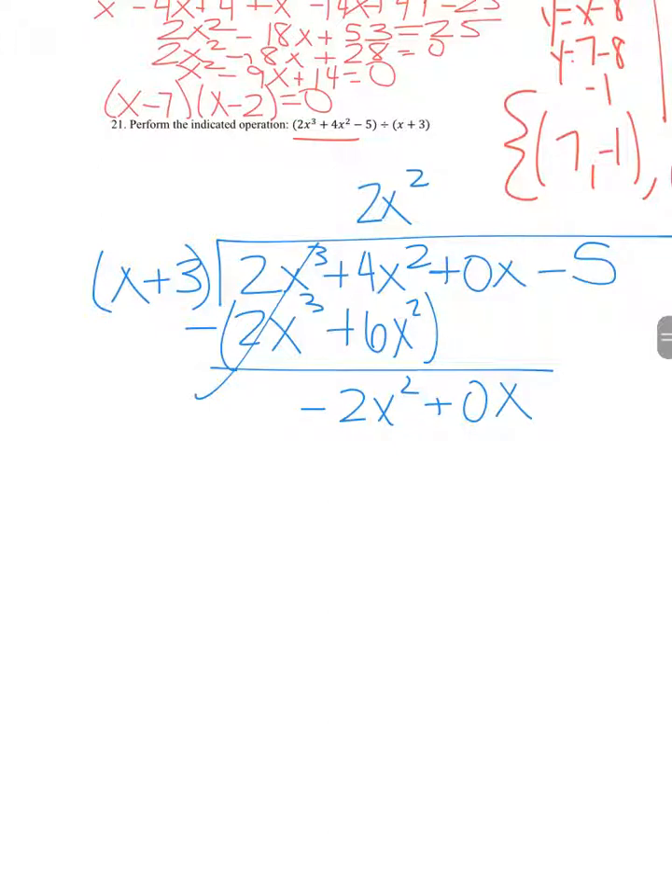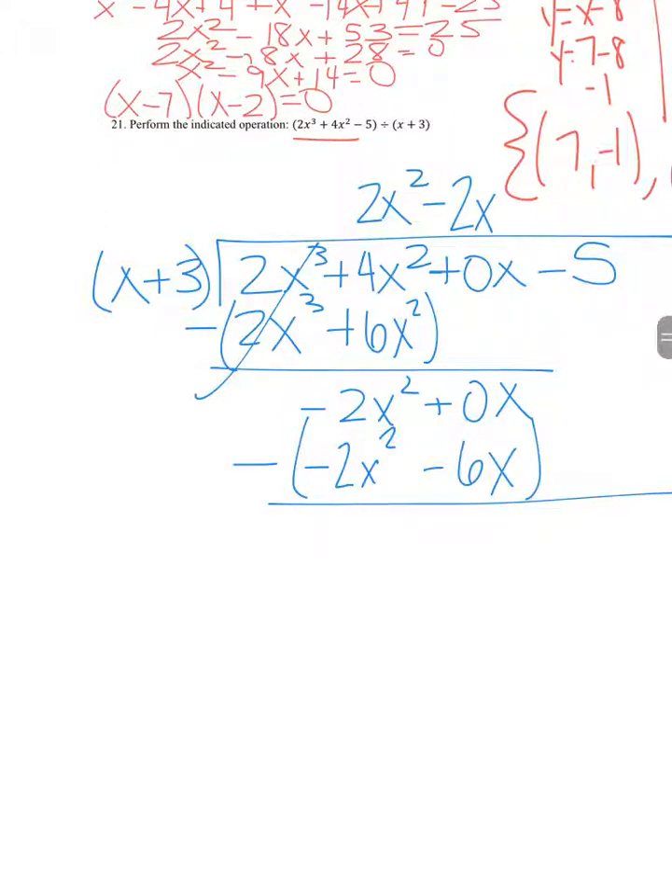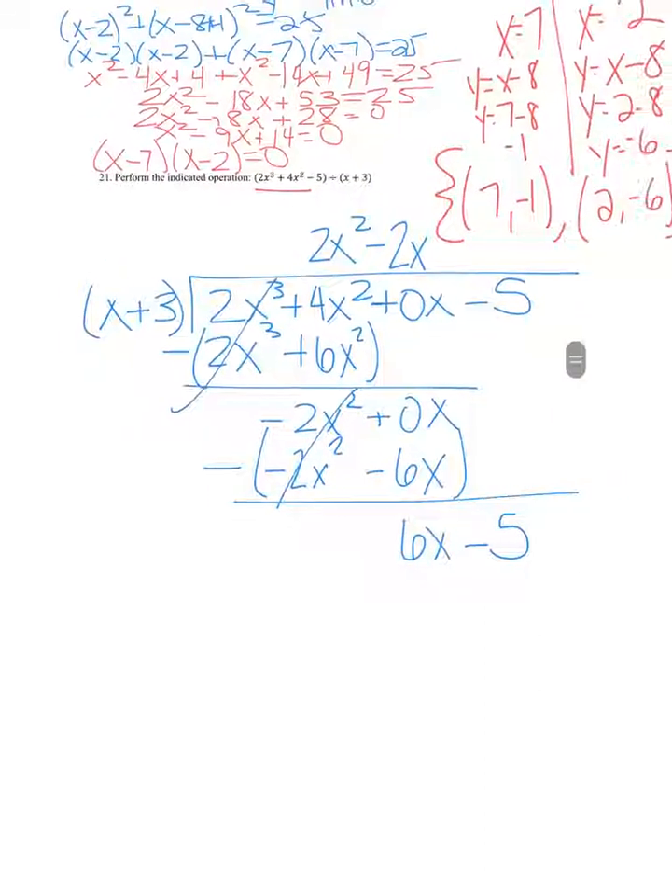X goes into negative 2x squared, negative 2x times. So we multiply this negative 2x times everything in my parentheses. So this gives me negative 2x squared minus 6x. Put it in parentheses and subtract it. Negative 2x squared minus negative 2x squared cancels. 0 minus negative 6 becomes positive 6x. Bring down your minus 5.